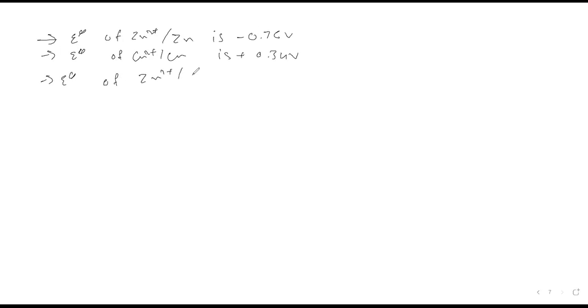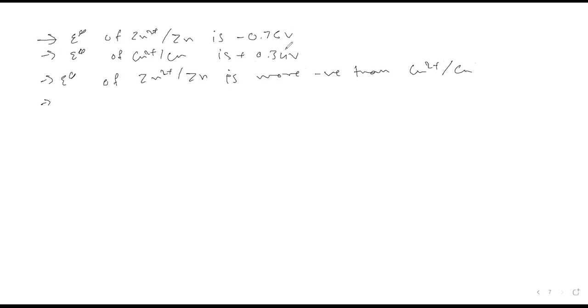So the electric potential of Zn2+/Zn half cell is what? Negative 0.76 volt. The electric potential of Cu2+/Cu is positive 0.34 volt. Now the electric potential of Zn2+/Zn is more negative, isn't it? It is lower than Cu2+/Cu. That's much more visible over here.